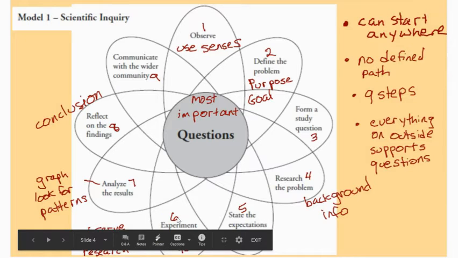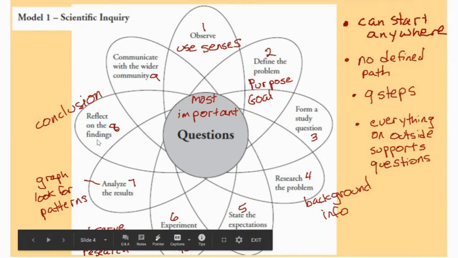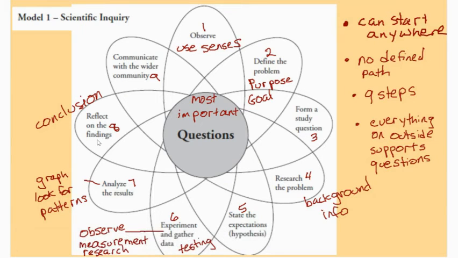For number 7, you would analyze the results. This would be looking at results in a data table, presenting that information, coming up with how to graph the information and looking for patterns. You would then conclude and reflect on your findings. Did your findings support or reject your initial hypothesis?